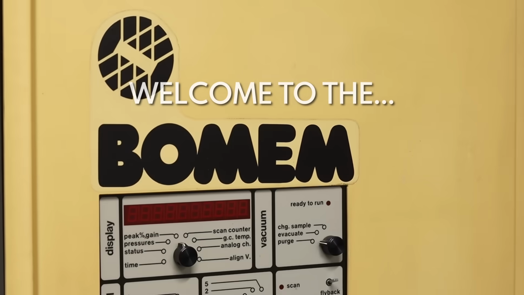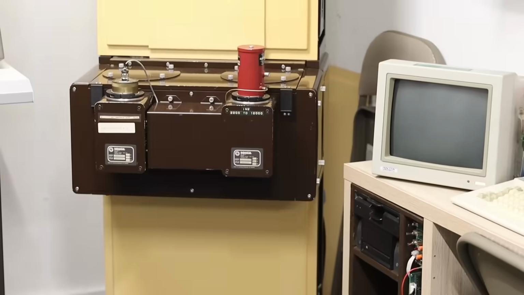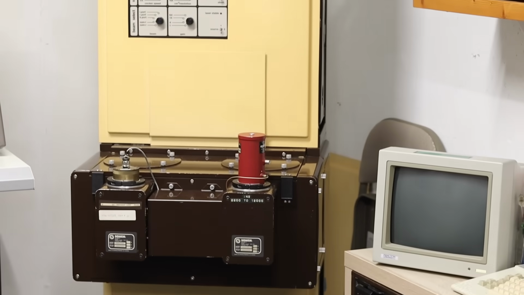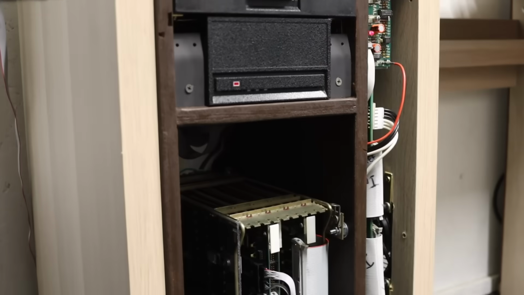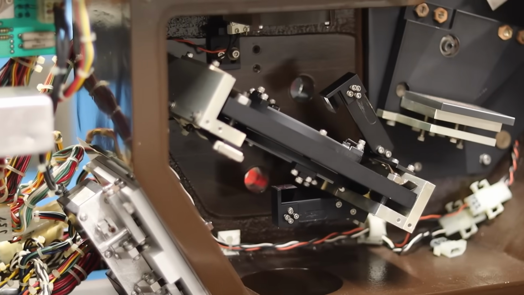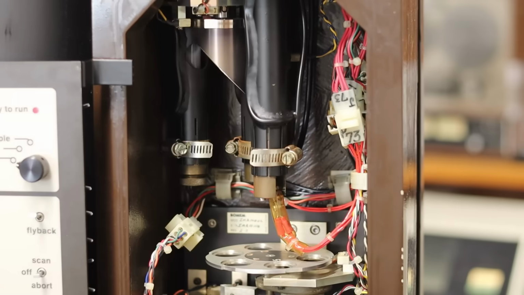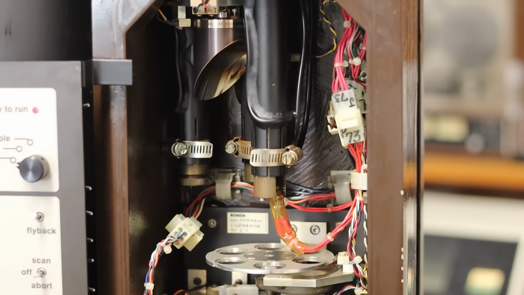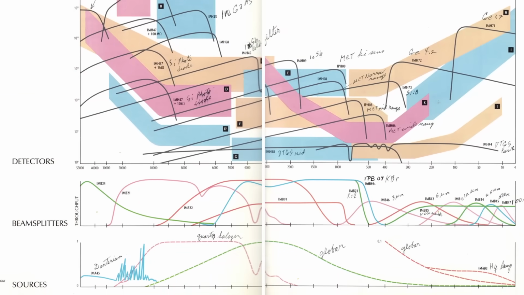This is a Bomem DA3 Fourier transform infrared spectrometer, and the control computer for it is a PDP-11/73 with 2 megs of RAM, full color graphics, and an insane vector processor. Today we're going to do science like it's 1985. Now, I said this is an infrared spectrometer, but the DA3 series is incredibly versatile. Depending on your source, beam splitter, and detector combination, it can go from far ultraviolet all the way down to far infrared and detect everything in the middle.